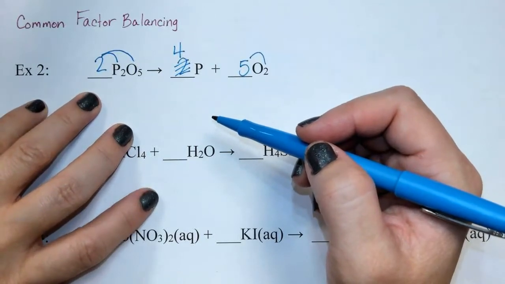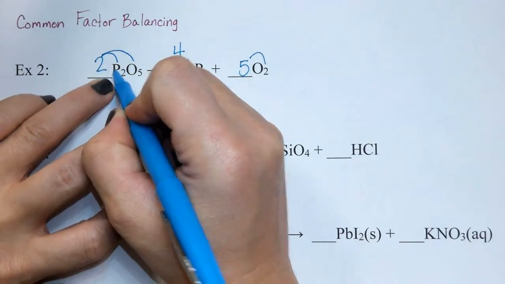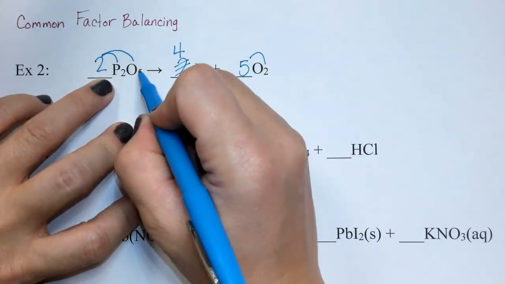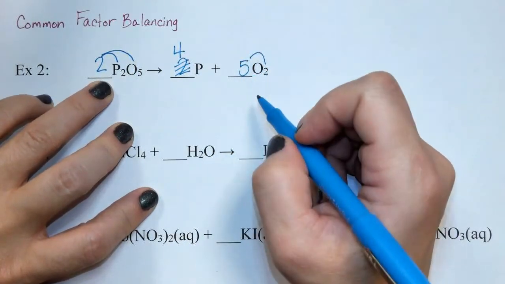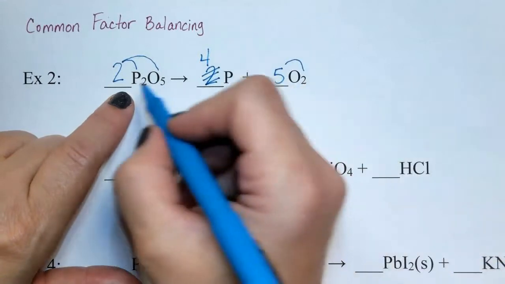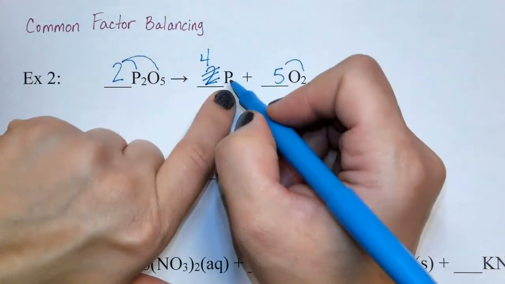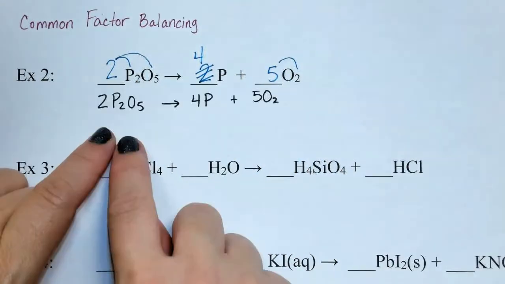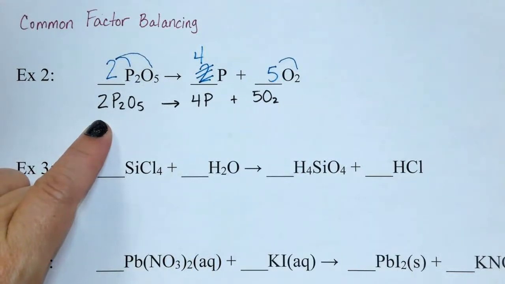Let's double check that everything is balanced. We have 2 times 2 is 4 phosphorus, 4 phosphorus. 2 times 5 is 10 oxygen, 5 times 2 is 10 oxygen. Everything is balanced. So the final balancing is 2 diphosphorus pentoxides, 4 phosphorus, and 5 oxygens. And so here's the final balanced equation rewritten.